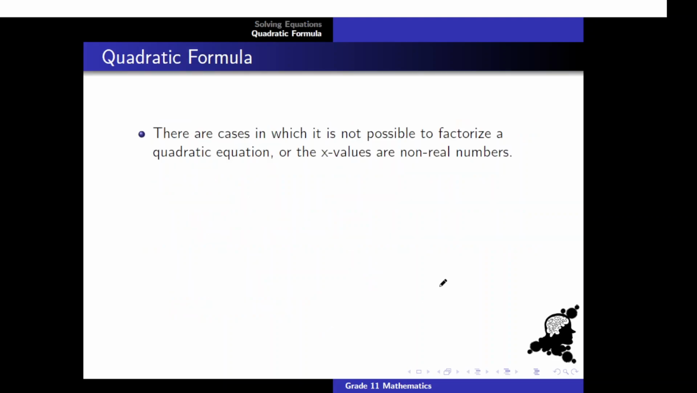There are times where factorization is not possible in an equation. Or maybe you're working with really large numbers that it's difficult for you to find the factors of those numbers. Or you simply get a scenario in which the x values are non-real numbers. What do we mean by that? You have something like x is equal to the square root of -3. And if you had to try this using factorization, you'd find that it's not possible. But you can actually get this by completing the square, as you've seen in the previous video.